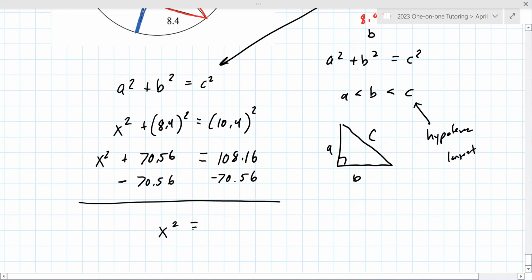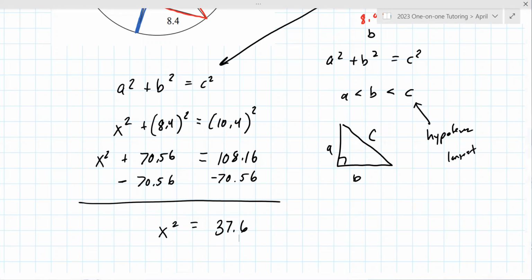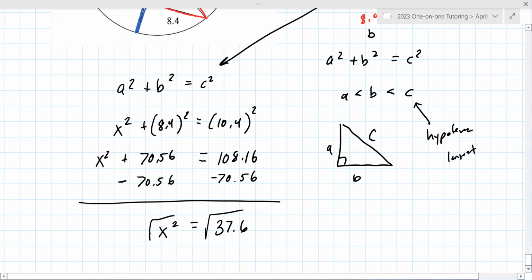So 108.16 minus 70.56 gives you 37.6. And then what's left to solve for X? How do we undo this square there? We would square root. Okay, can you do that for me? Yeah, we would square root 37.6, right? That's right. Now, unfortunately, this one doesn't work out nicely. So let's go to 2 decimal places on the answer there. 6.13. Good. Now, sometimes you get so involved in a little part of the problem, you forget what we're even doing.